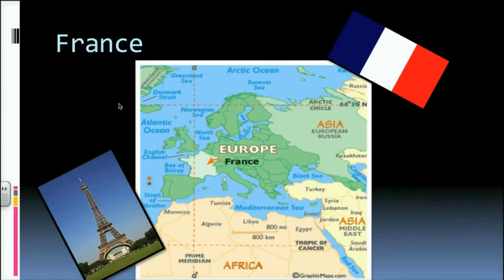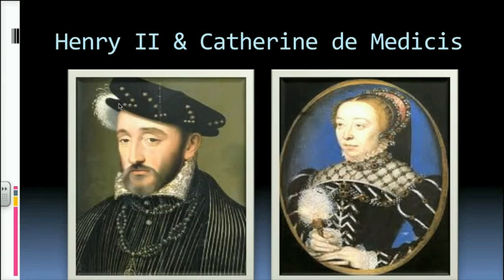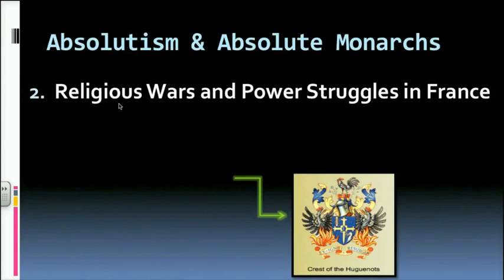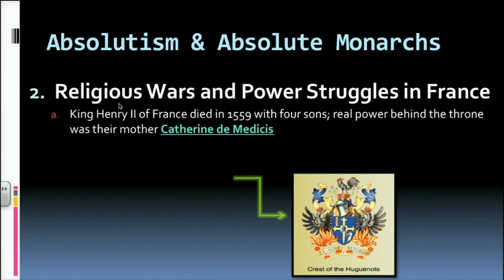But we want to move a little bit more closely into what's going on specifically in France here. We're going to start our story with Henry II and Catherine de Medici, two very important people that spark a pretty awful event in France that's going to kick off what we're going to find out to be the Bourbon Dynasty, which is going to be a very important family that you're going to know very well by the end of this unit. So let's talk about what's going on here. Religious wars and power struggles in France.